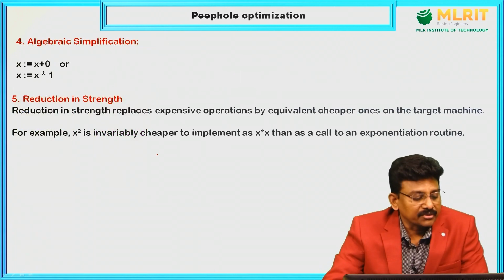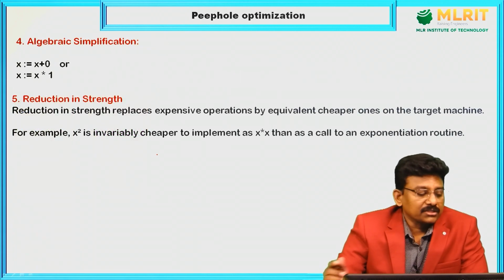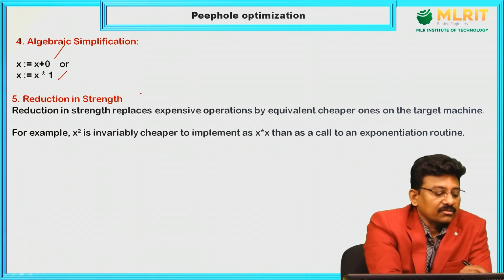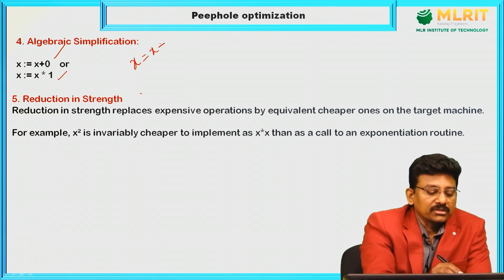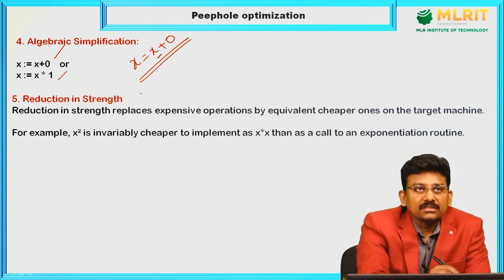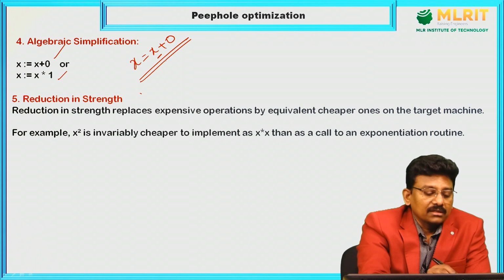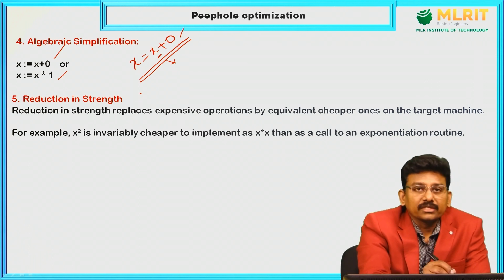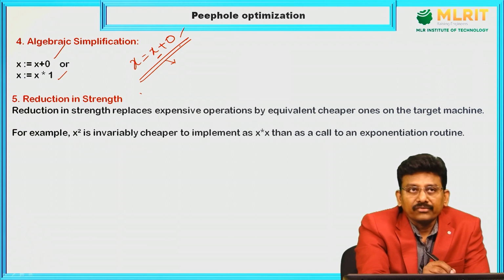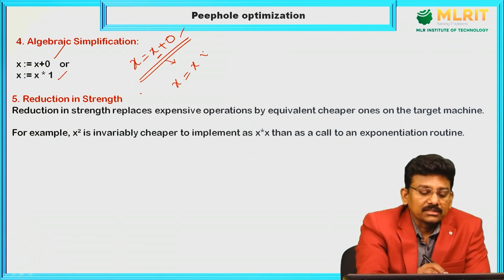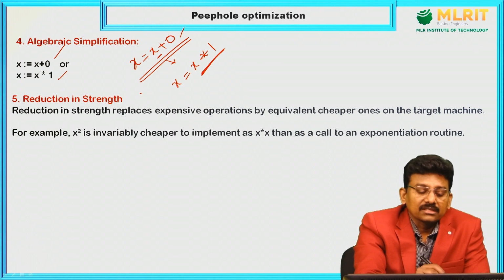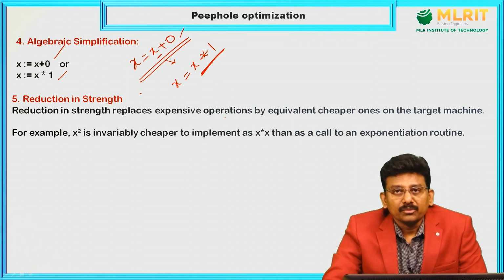Next, algebraic simplifications. x is equal to x plus 0 or x is equal to x star 1. Adding 0 to x will not change the value of x. We can eliminate this type of algebraic expression, so there is no need to write these instructions. Multiplying x by 1 will also not change the value of x. So those instructions we can eliminate, so that we can optimize the code.